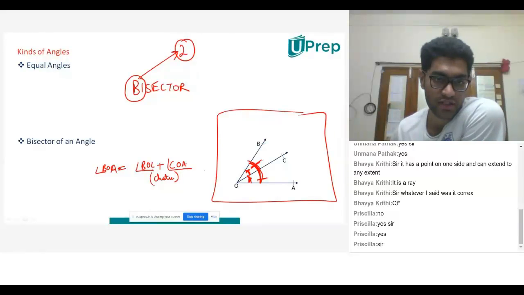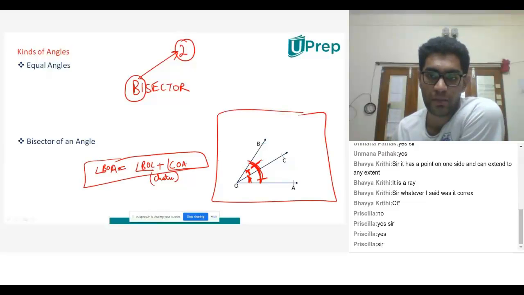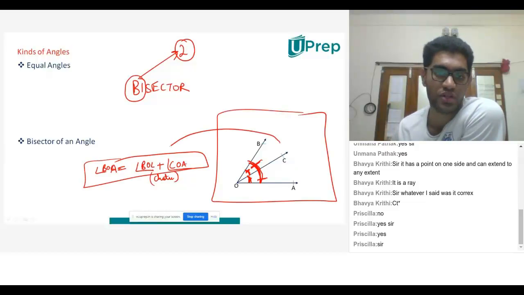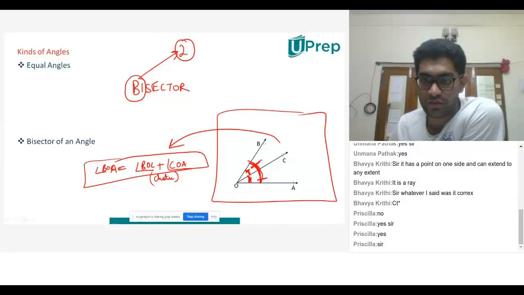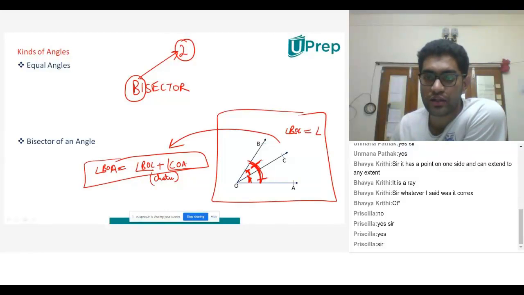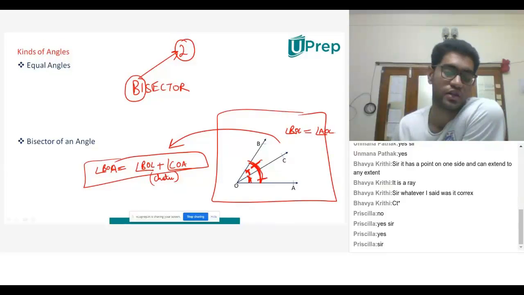Did I write some really difficult formula or equation? No, I just put this diagram. Okay, very clear now? Yes, sir. So what does this mean? Angle BOC is equal to angle AOC. Clear? Is this clear, guys? Yes, sir.